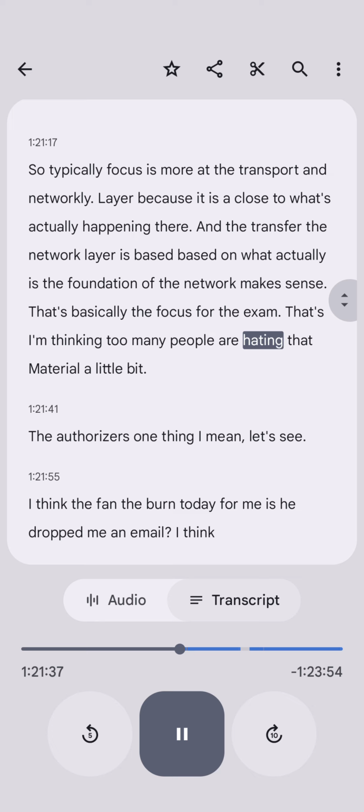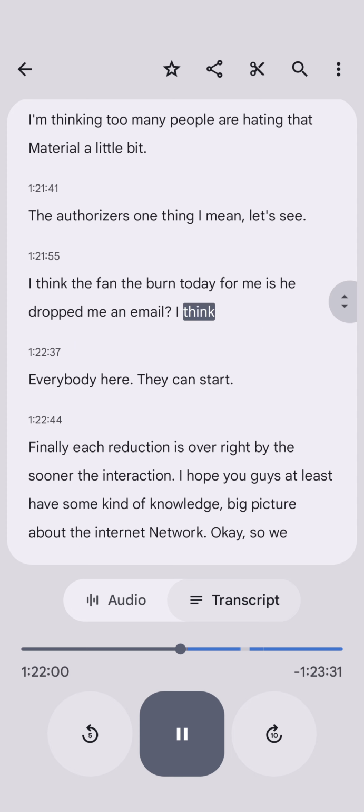That's what I'm thinking. If too many people are taking that, should I switch the material a little bit, order-wise? Anyway, let's see. I think Ben today has a meeting. He dropped me an email. I think Ben also. Yeah. Please.